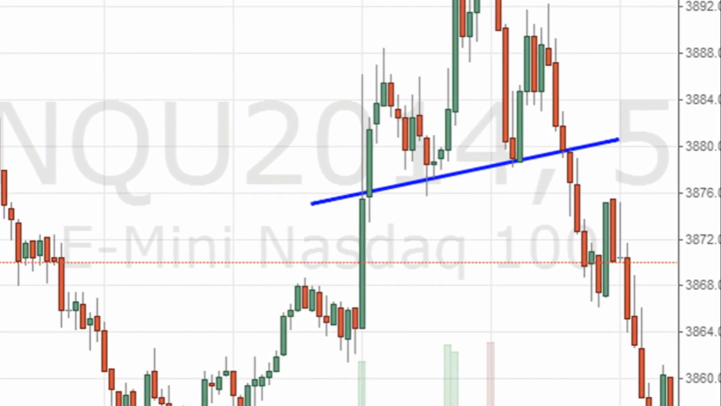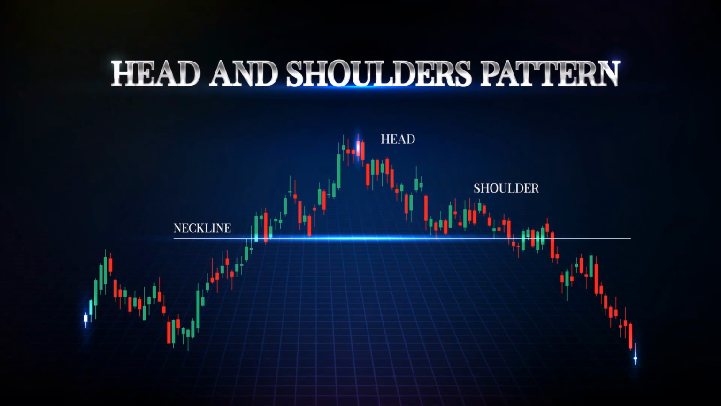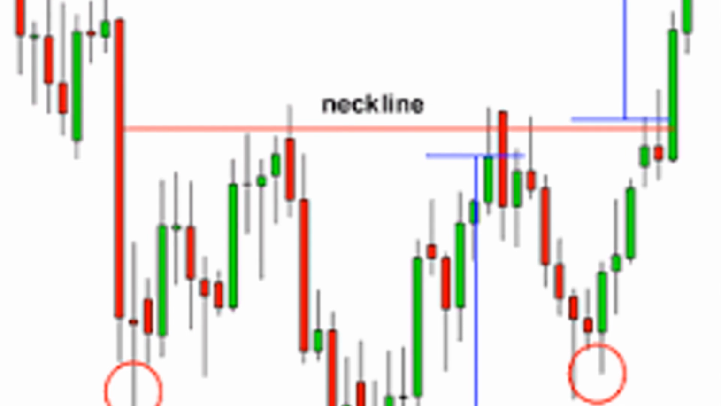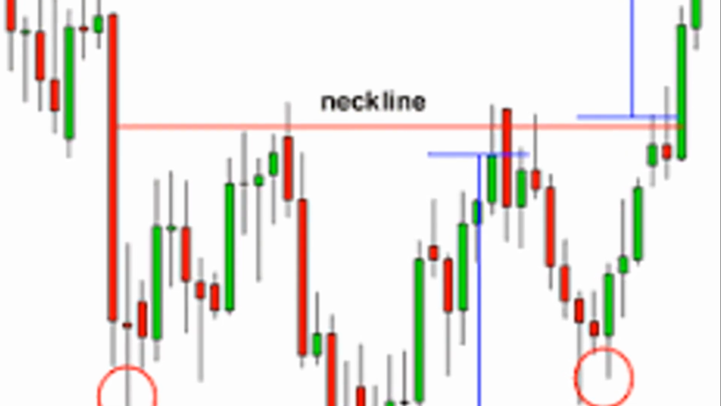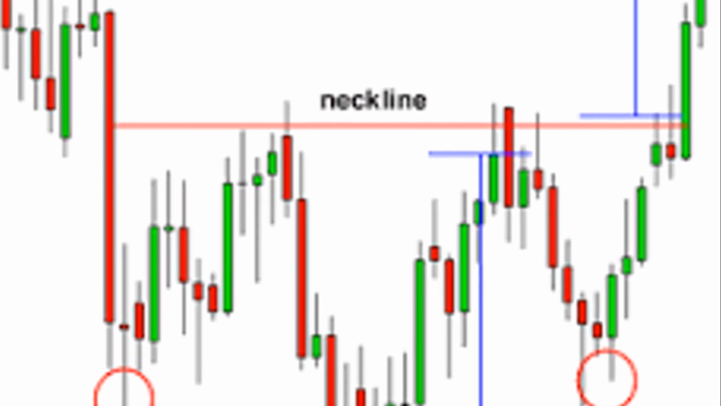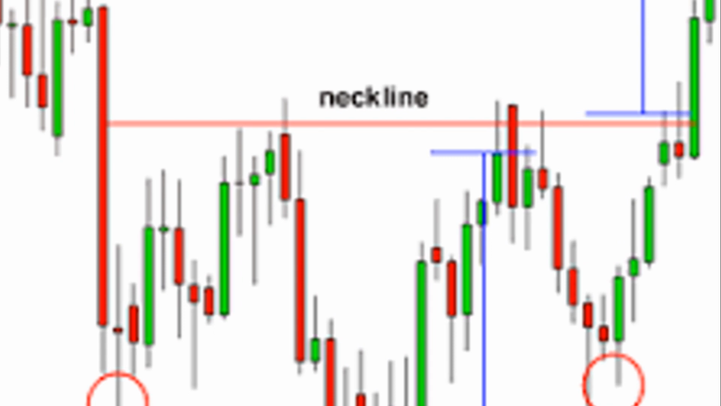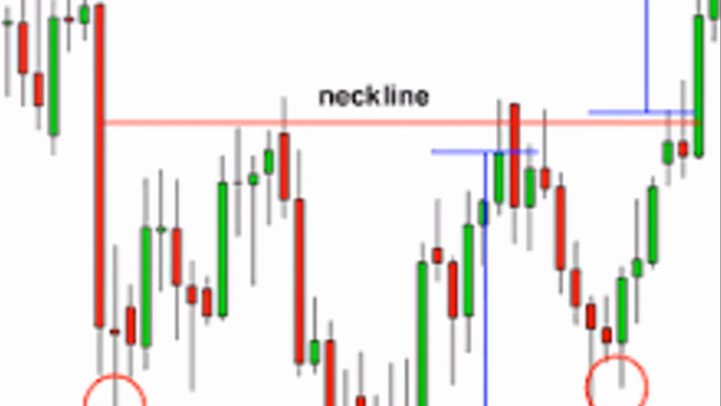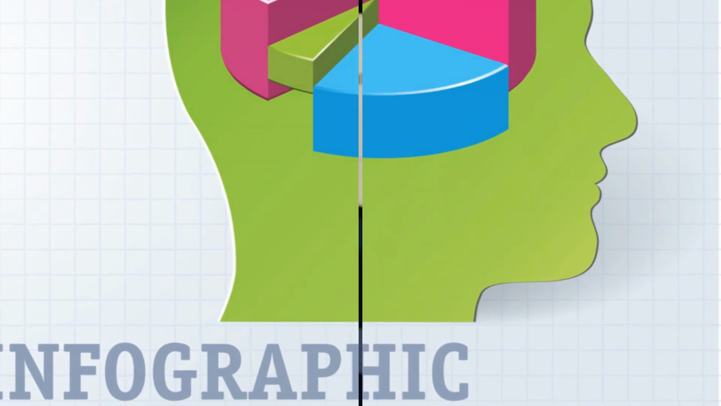back down. The neckline is the line connecting the lowest points after each peak, but there's a flip side to this pattern too. The inverse head and shoulders pattern, which appears at the end of a downtrend, signals a bullish reversal. This pattern features two lower troughs, the shoulders, and the lowest trough, the head. The neckline is drawn across the formation's highs. A break above this neckline confirms the shift to an uptrend.